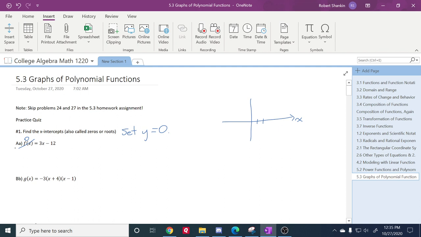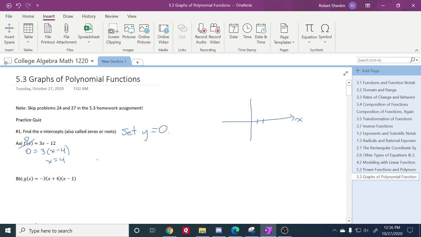Now I can bring the 12 to the other side, but I can also solve it this way. If I bring the 12 to the other side and divide by 3, I'll get 4. But if I do it this way, you can just see two numbers multiply to be 0 only if one of them is 0. This number is stuck at 3. It can never be 0. What will cause this number to be 0 is when x is equal to 4. Now if you just said x equals 4, that's not a complete answer.